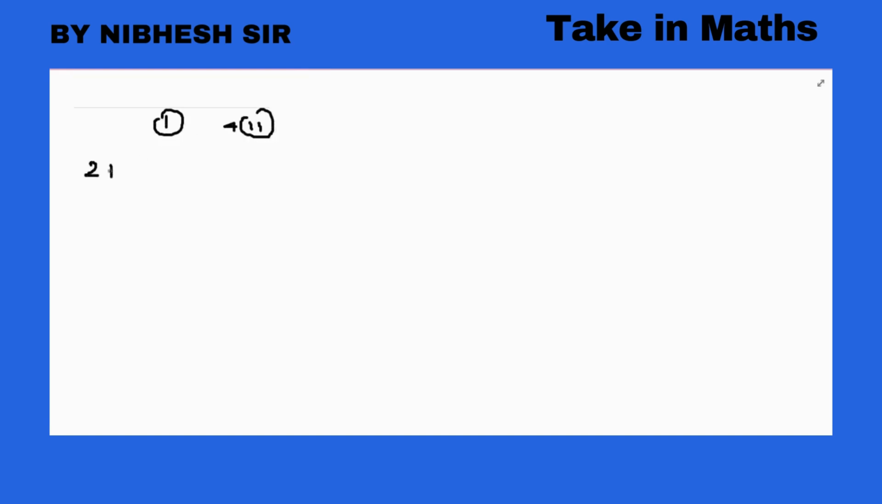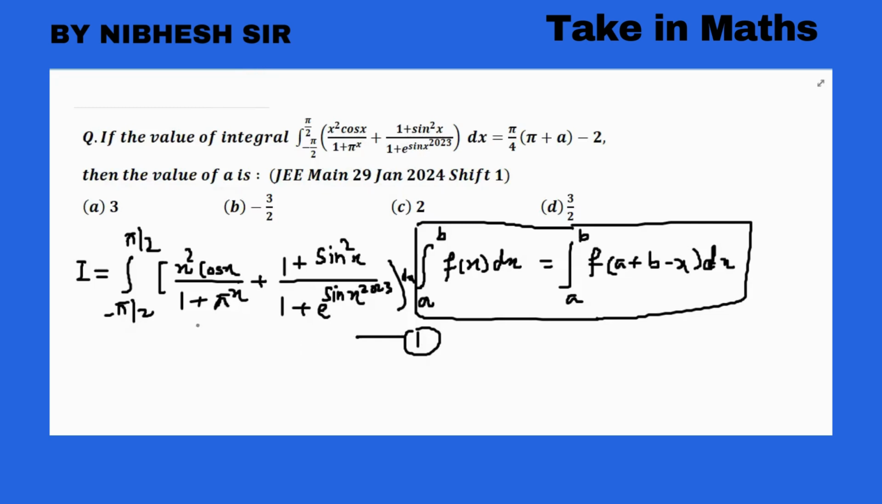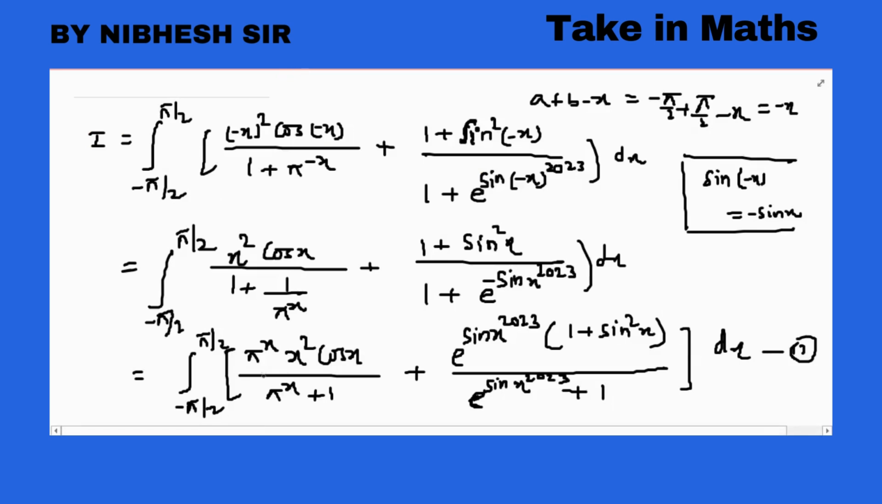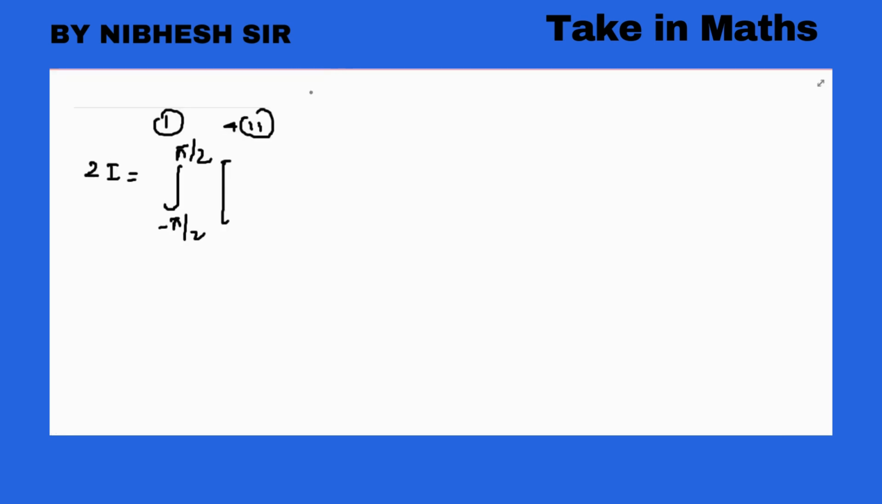i plus i, that is 2i, and what we have here: minus pi by 2 to pi by 2, minus pi by 2 to pi by 2. The first part, if I add it, is x square cos x over 1 plus pi to the power x. The LCM would be the same, so we take 1 plus pi to the power x common, with x square cos x in the numerator, and the denominator part would be 1 plus pi to the power x.